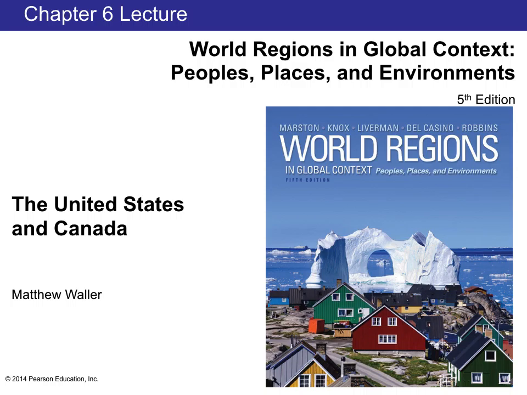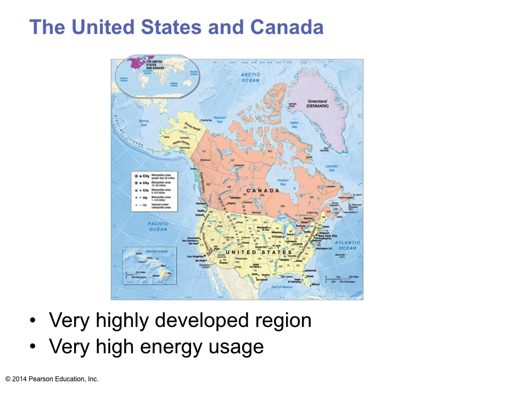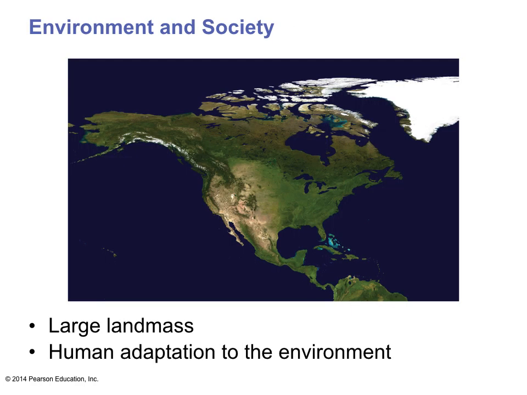Okay, Chapter 6 is on the United States and Canada. In this realm, it consists of two nation states, the United States and Canada. Both are very highly developed regions and have a very high level of energy usage. Of course, they also produce a lot of energy as well.